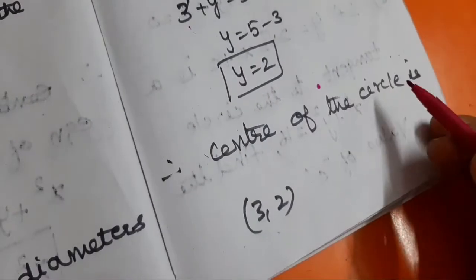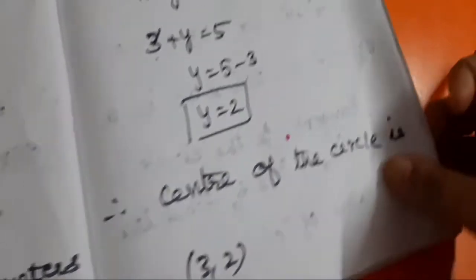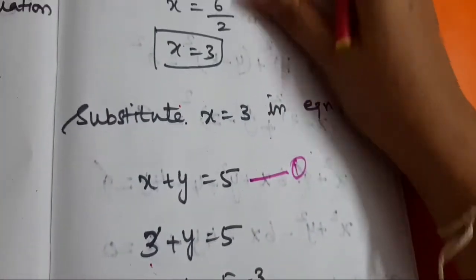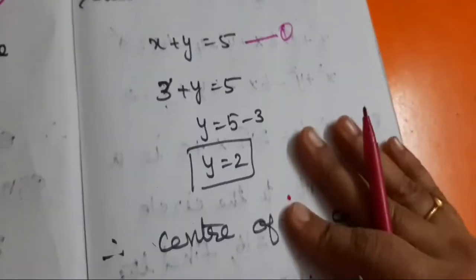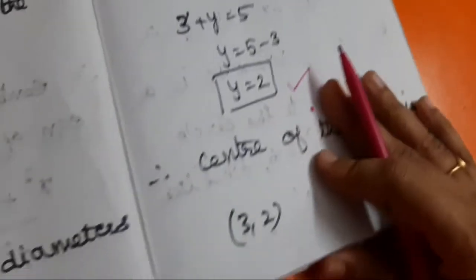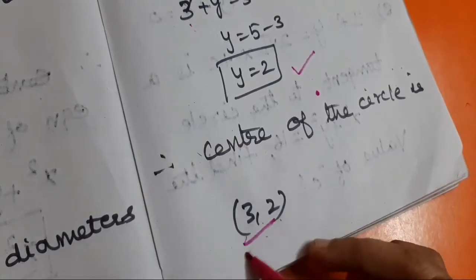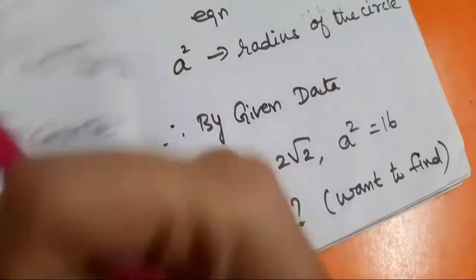Center of the circle is (3, 2). That is the point of intersection. So the x coordinate is 3 and the y coordinate is 2. Therefore the center of the circle I have is (3, 2).